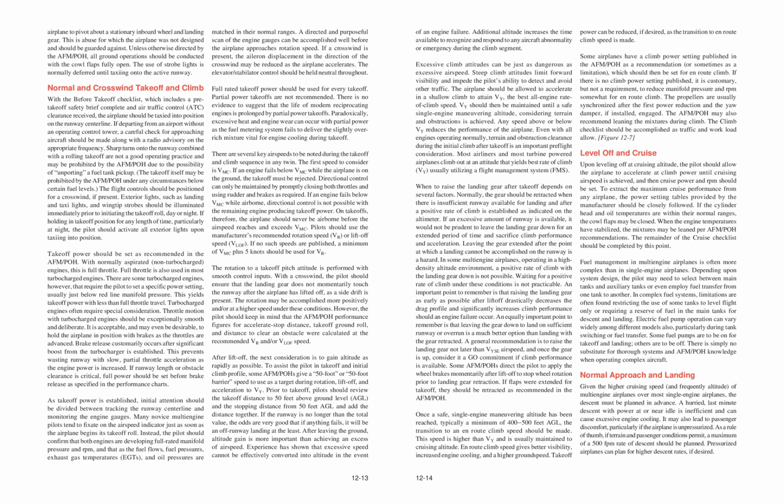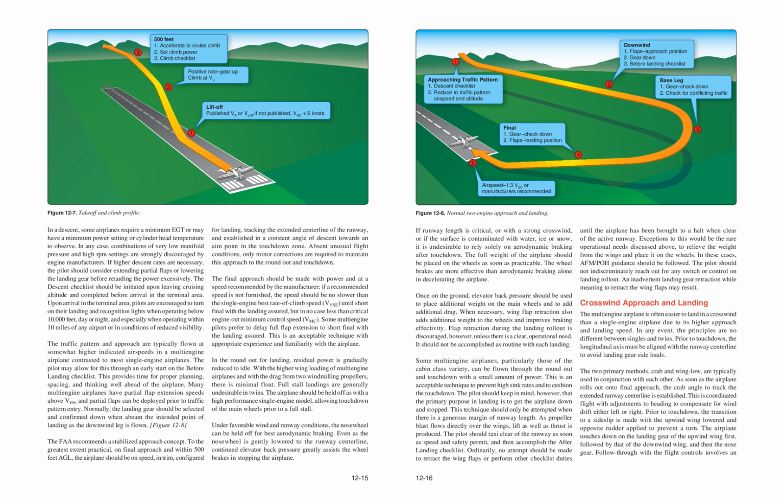Figure 12.7. Takeoff and climb profile. 500 feet: 1. Accelerate to cruise climb. 2. Set climb power. 3. Climb checklist. Positive rate: 1. Gear up. 2. Climb at VY. Lift off: published VR or VLOF. If not published, VMC plus 5 knots.